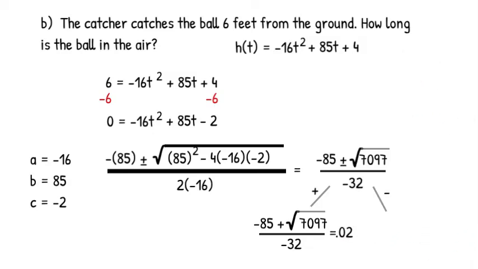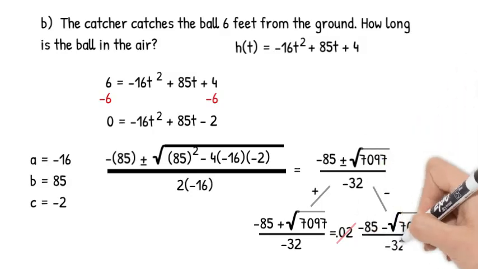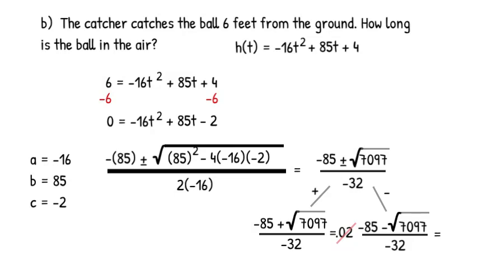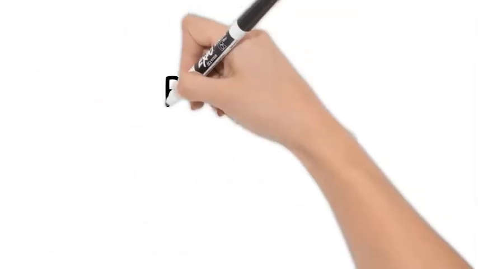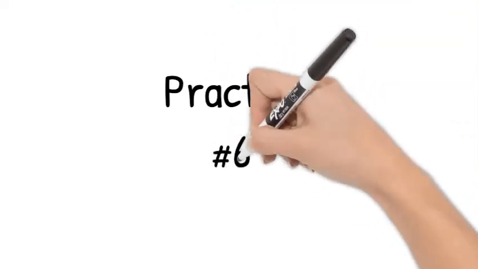Now that's immediately after the ball is hit. The catcher did not catch it right off the bat. So I know that doesn't make sense as an answer. So that's not going to be our solution. Then I'm going to try the minus. So negative 85 minus square root of 7,097 divided by negative 32. And I get 5.3 seconds. That is when it comes down after going all the way up and comes back down. So that's when the catcher catches it. All right, so now go to your practice and do number 60.